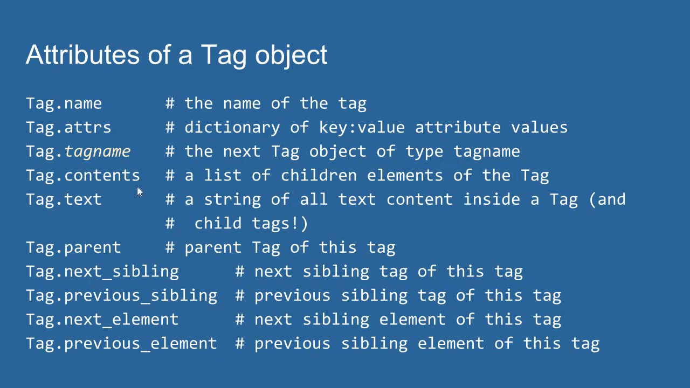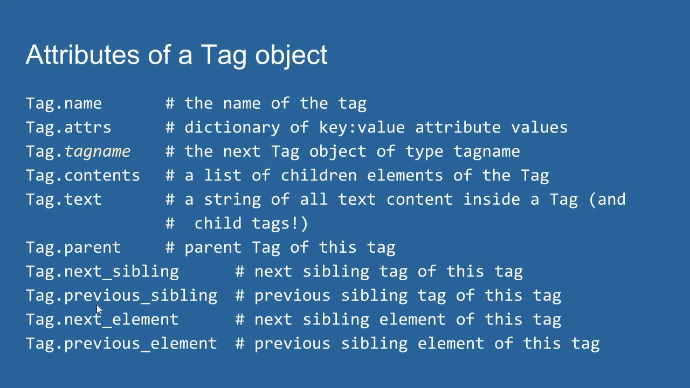The .contents property returns a list of the children elements of the tag. The .text property returns a string of all the text inside that tag and inside all child tags within that tag. So you can think of the text property as extracting all of the text content inside a tag. The .parent property gives you the parent tag of this tag. So we can use the tag names to go into the HTML document, and we can use .parent to kind of work our way back out.